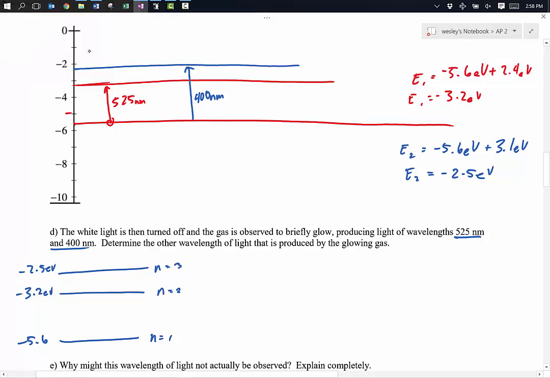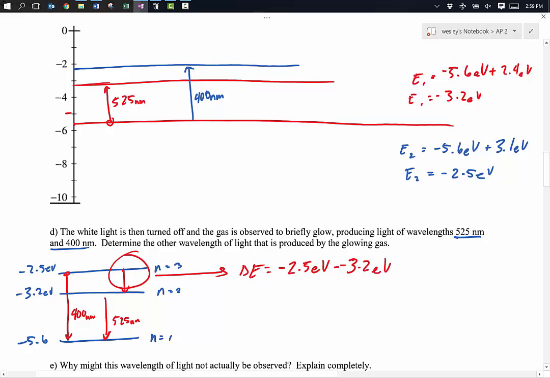So if the gas is cooling down, that means we could go from here to here, giving me the 525 nanometers. I could go from here to here. Oh, I did that backwards, sorry. That would be my 400 nanometers. This would be my 525 nanometers. And this would be a third wavelength of light. That one, the energy of the photon is equal to negative 2.5 electron volts minus negative 3.2 electron volts. That's my change in energy between levels.